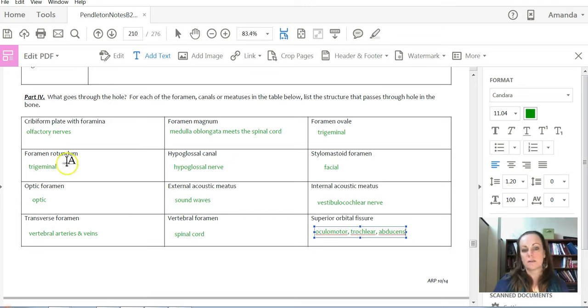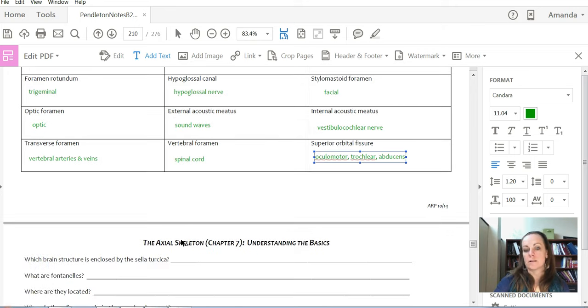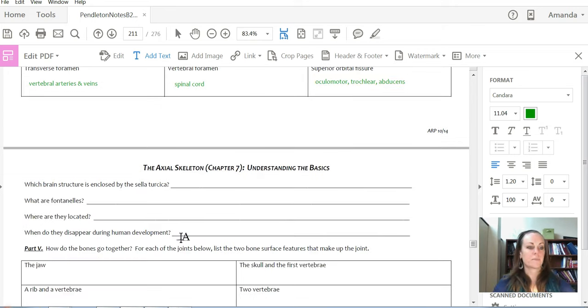So these are some of the ones that I definitely want you to be sure and know, but feel free to look through those pages in the book that I showed you and further fill in those. A few other things you should know: the brain structure that is enclosed by the sella turcica, that's going to be the pituitary gland. It sits right in that saddle, okay?